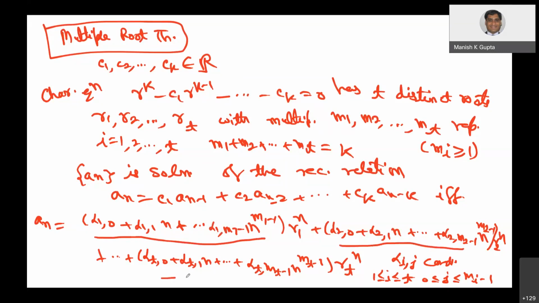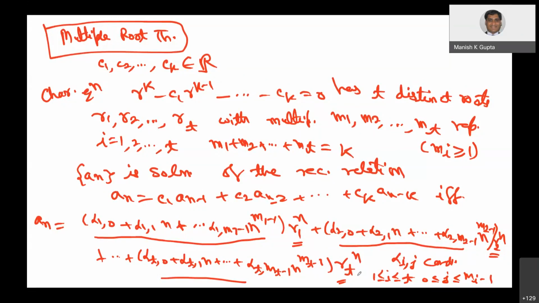So these results are like this, and this is for the distinct roots r1, r2, ..., rt. This is the most general result. Any question at this point? So this is the most general result. We can use this multiple root theorem to solve any homogeneous recurrence relation of degree k where certain roots are repeated. Okay, so then we can use this.